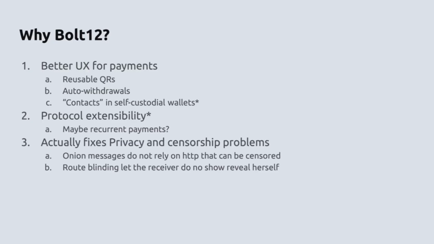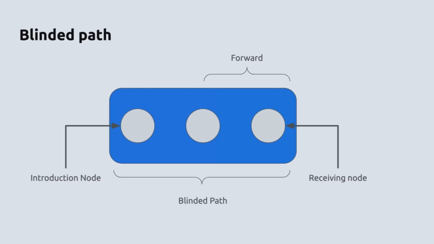And actually, as Elias talked about before, it fixes the privacy and censorship problem that the current system has. Because of onion messages, it does not rely on HTTP servers like LNURL, which can be censored, and also route blinding lets the receiver not reveal herself when receiving a payment or onion messages. So the big thing here is blinded paths, which were introduced in BOLT12. It looks mostly like this.